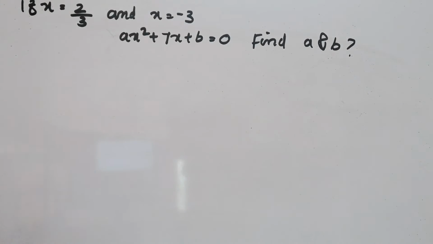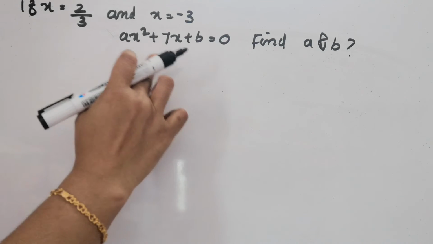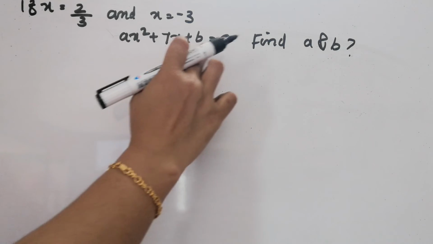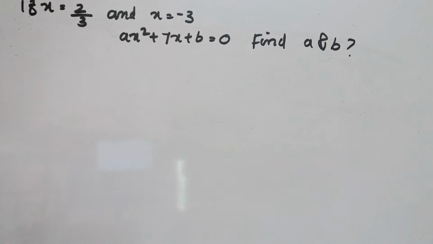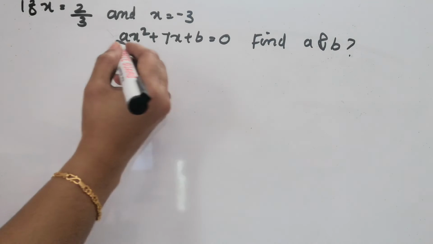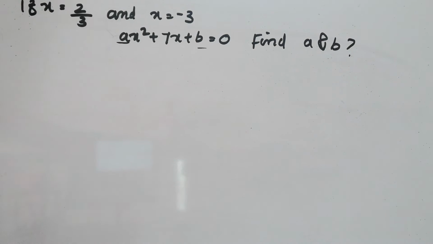Okay. So our next question is, if x equal to 2 by 3 and x equal to negative 3, then the equation becomes ax square plus 7x plus b is equal to 0. Find the value of the unknown constant. Okay, the coefficients value. We have to find the coefficient of x square and also the constant term.